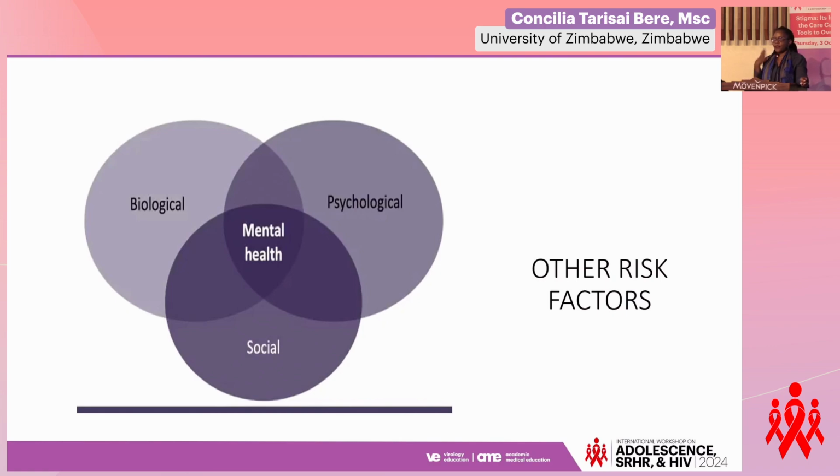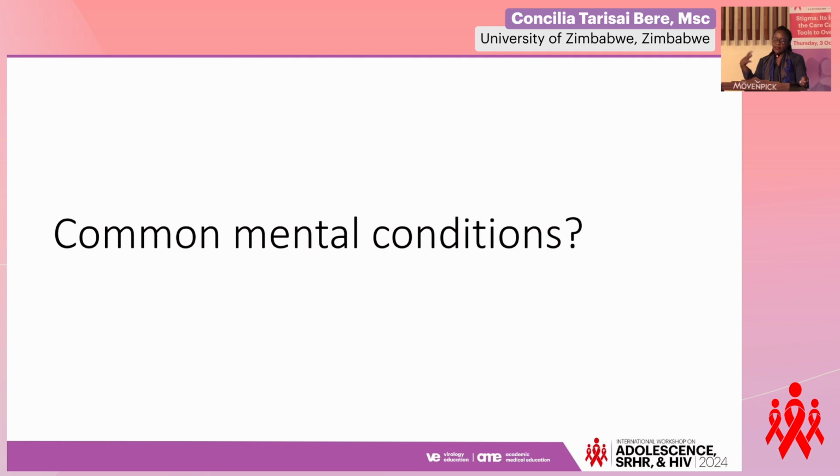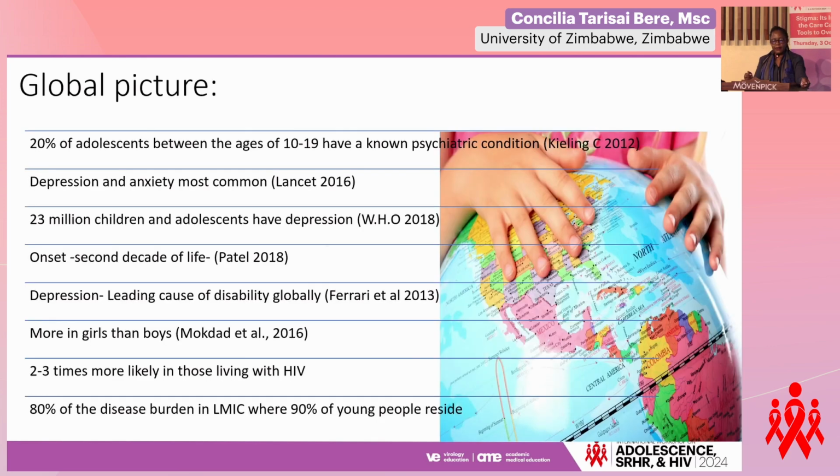But I don't want us to think about stress as the only risk factor. I highlight stress a lot because this is relatable to young people, and it's close to what feels like depression and anxiety. There are other causes of mental health problems that could be biological, psychological, and social. So in the HIV context, there are many common mental problems that we deal with. But I just want us to have a global picture of what common mental problems in young people look like.